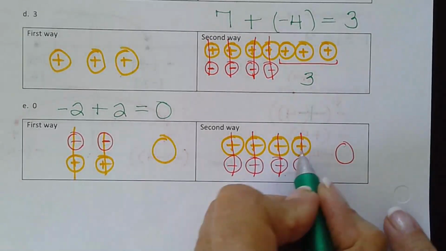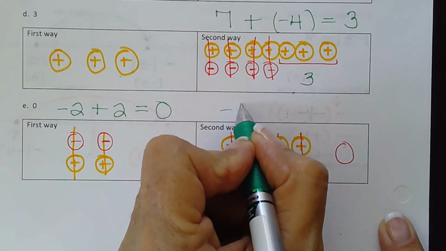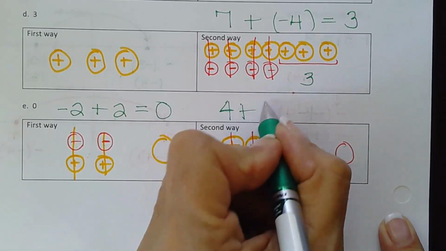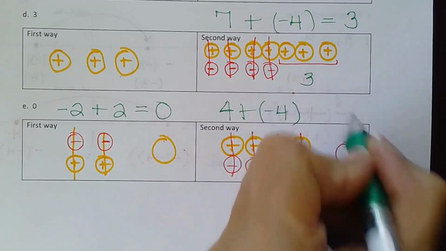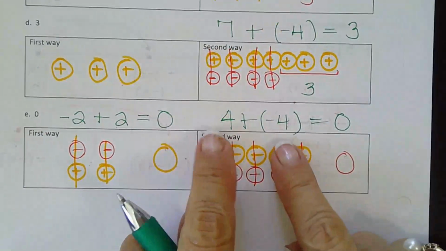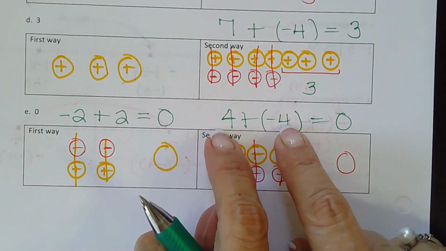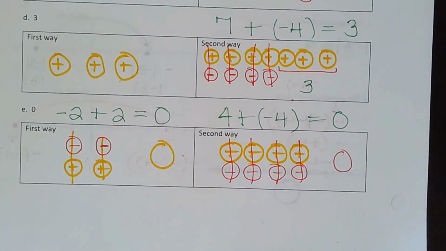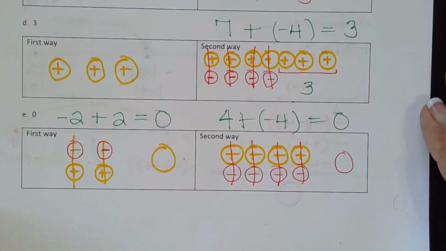And then this one would be -4. Nope, it was +4 first, wasn't it? 4 plus -4 is also 0, because once again we're adding opposites. A +4 and a -4 added together, we add opposites, we always get 0.